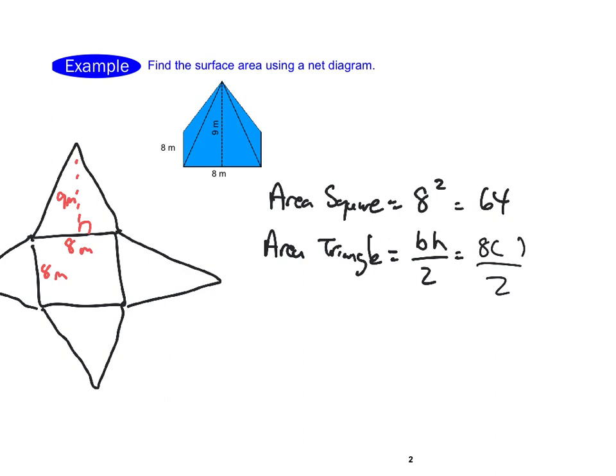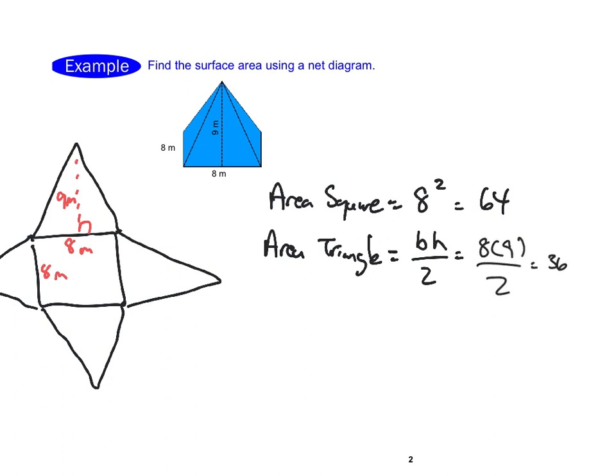What's the height? That was random. 9, and we're dividing by 2. So now we're just going to do 8 times 9 divided by 2. 8 times 9, again, if you need a calculator, it's perfectly fine, is 72. You divide that by 2, and you get 36.